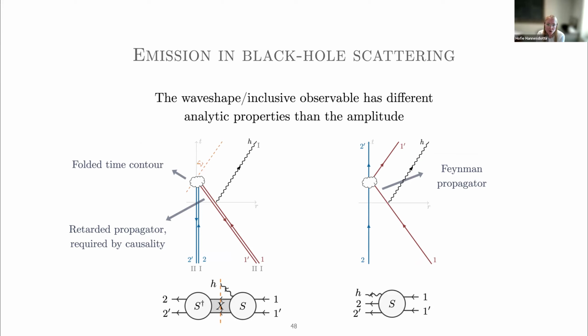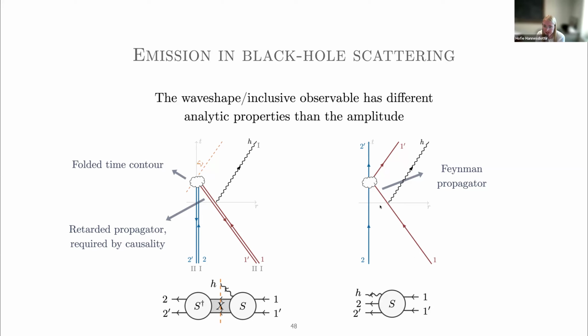So the inclusive observable has different analytic properties than the amplitude. So let's talk again about a scattering of, let's say, black holes 1 and 1 prime to 2, 2 prime, and a graviton. Here we have a space-time picture of how this could look. We have some very heavy black hole here, 2, and then 1 that scatters off of it. And sometime along the way, a graviton is emitted.